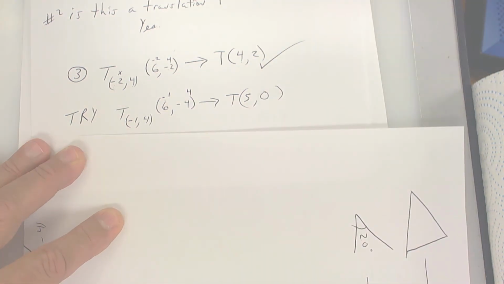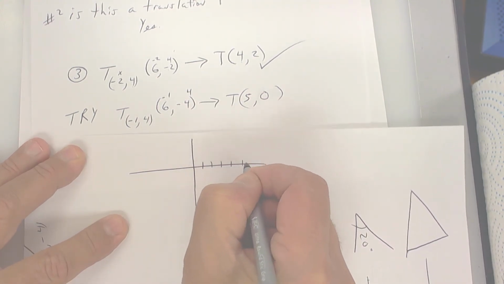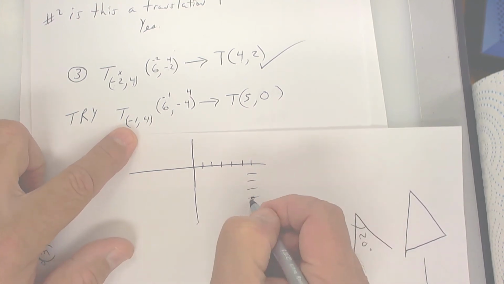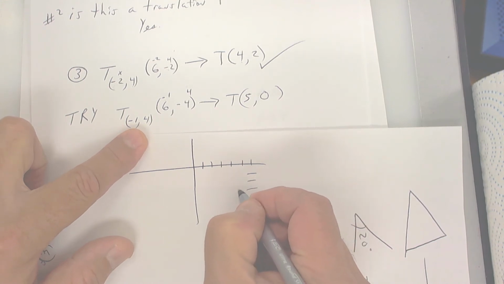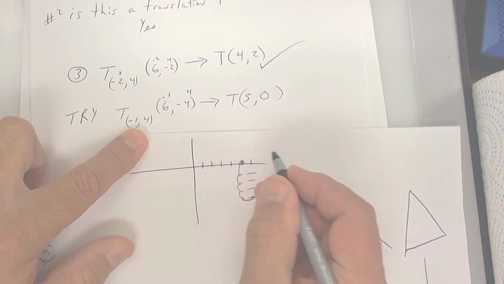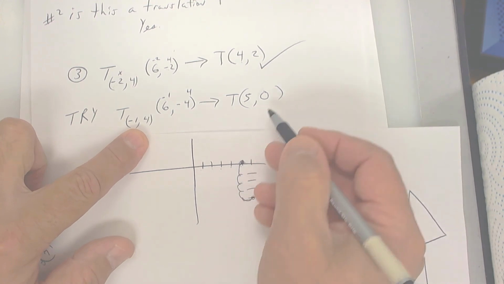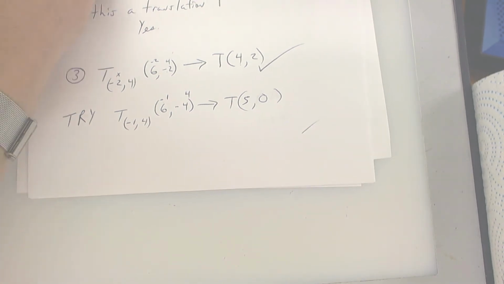And we could graph it to verify it. Might as well. Over 6, 1, 2, 3, 4, 5, 6, down 4. That's the original point. We're going to the left 1, so 1 space this way, and then we're going up 4. So 1, 2, 3, 4 should be here, and it should be over 5 up 0. 1, 2, 3, 4, 5 up 0. Bam. It's right. Okay, real easy, not hard. Remember, a translation is a sliding.